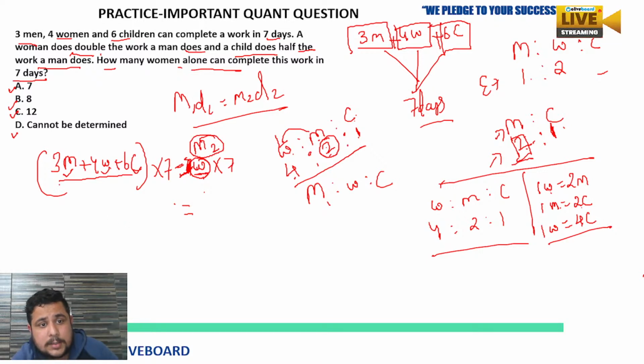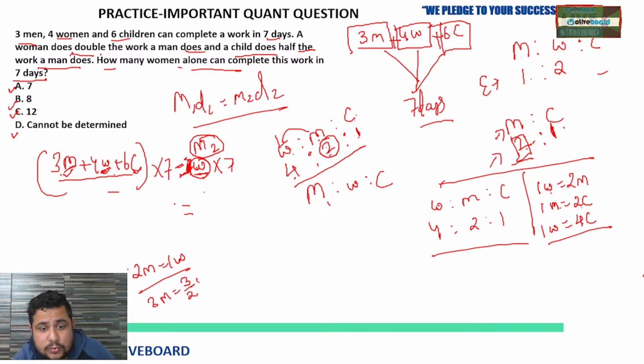Fine. Now we will convert both sides into one form. So 3 men, 4 women, and 6 children. We are converting it into women. So 3 men: 1 man is equal to how many women? Half, or we can say 2 men are equal to 1 woman. Then 3 men will be equal to 3/2 women. So we can put 3/2 women here.